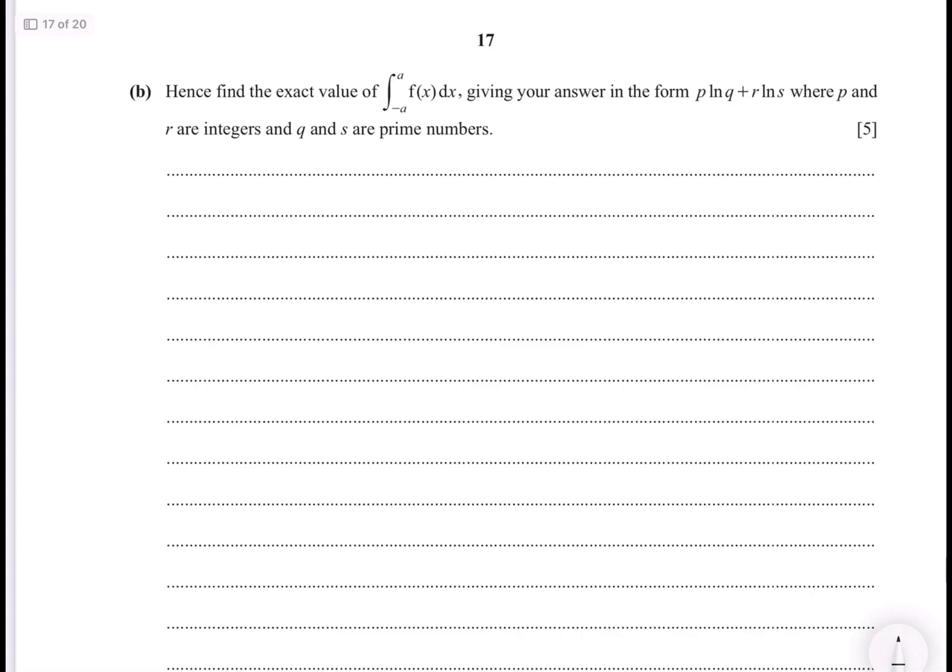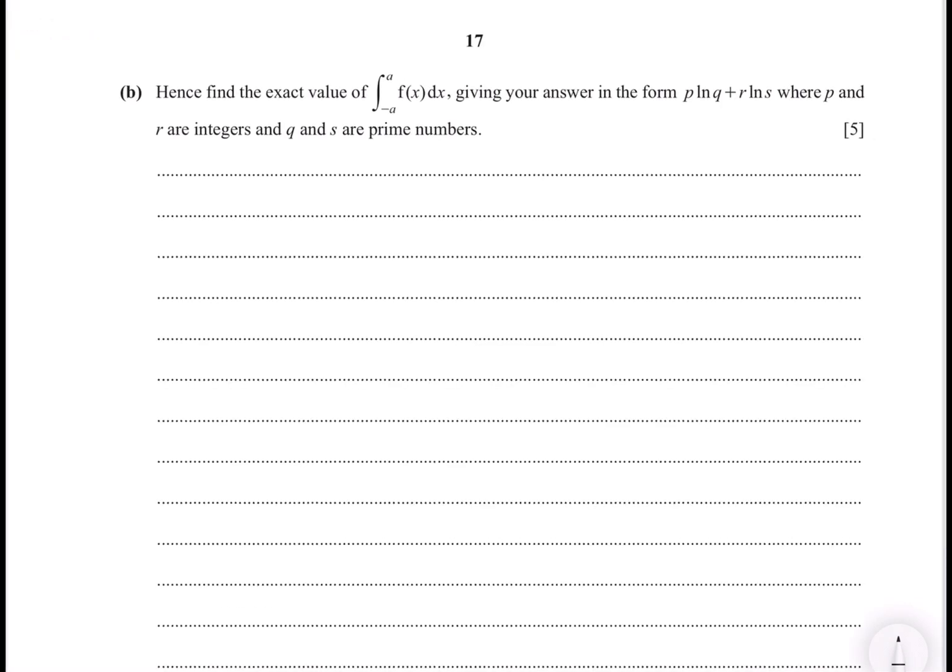B part, find the exact value of the integral from minus a to a of f of x dx, giving your answer in the form p ln q plus r ln s, where p and r are integers and q and s are prime numbers. So here we go. Write down the answer of the previous part. Now we have to integrate it.